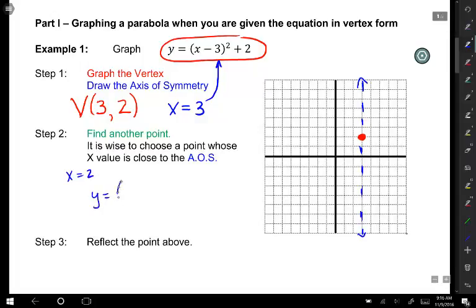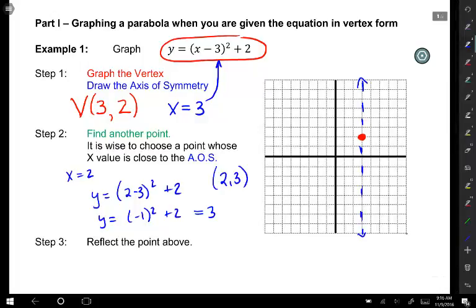Y equals parentheses 2 minus 3 squared plus 2. Y equals parentheses negative 1 squared plus 2. So that's 1 plus 2, which is what? 3? So I have the point 2, comma 3. We okay there? Did I go too fast, or does that make sense? So plot 2, comma 3.